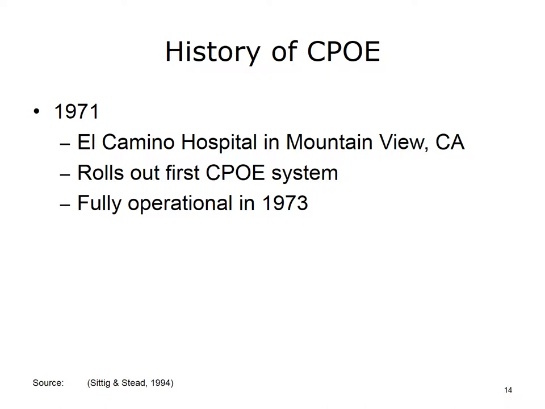Now to the history of CPOE. The first CPOE system was a system called MIS, or Medical Information System. This was developed by Lockheed Martin and installed at El Camino Hospital in California. Implementation of the system started in 1971 and took 2 years to complete. Once operational, physicians were able to order medications quickly with a few simple clicks.